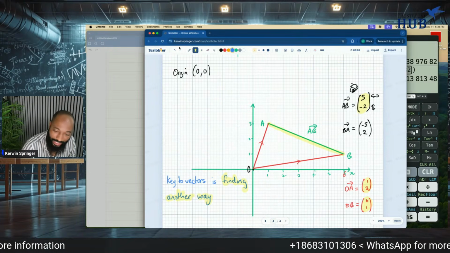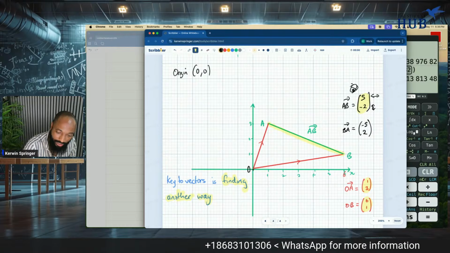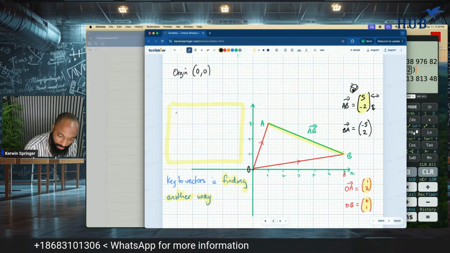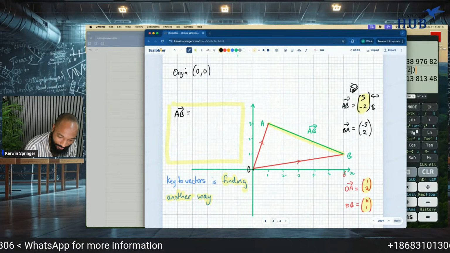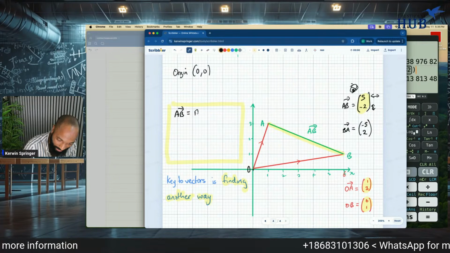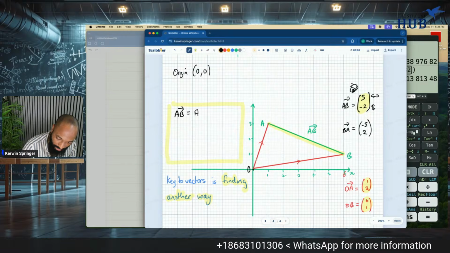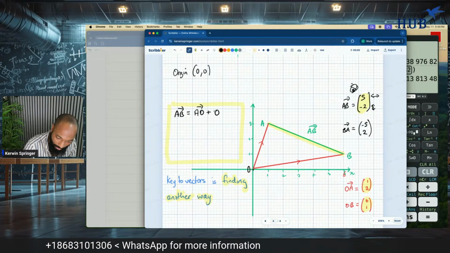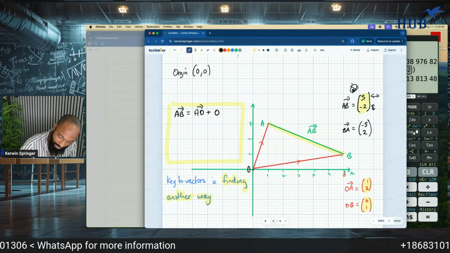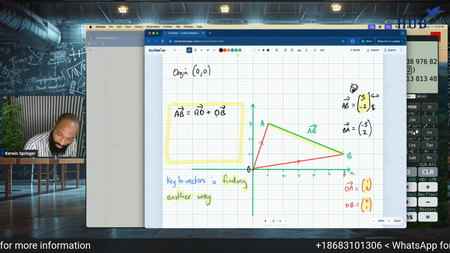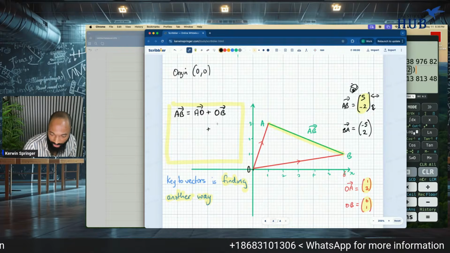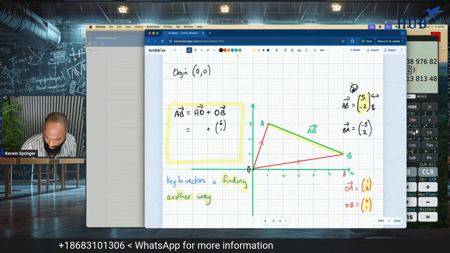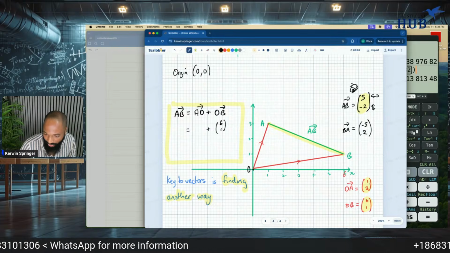So that is AB. If I want to get AB, look, lock in everybody. I can say that AB, can you agree with me? AB is the same as if I start off at A, and I go to what? O, which is another way. And then I pick back up at O, so add on O, and I go to B. But I already know what OB is. OB is what? 6, 1. And what is AO? Is it 1, 3? No.